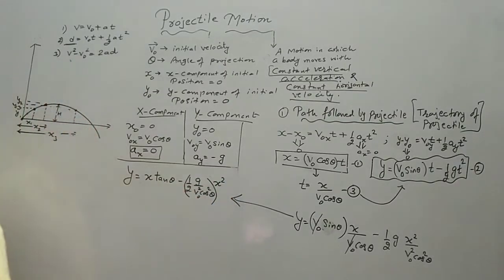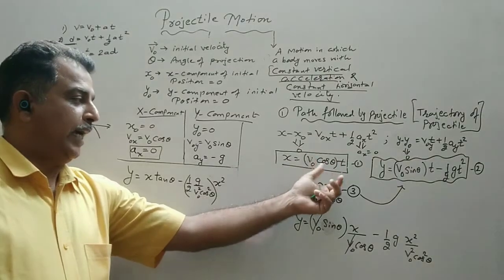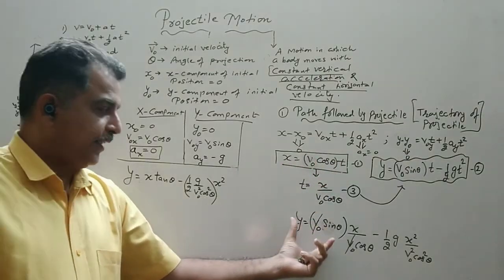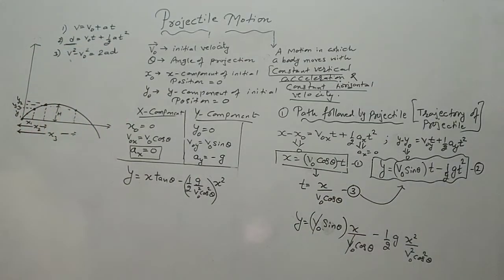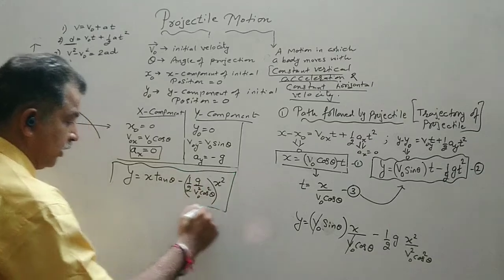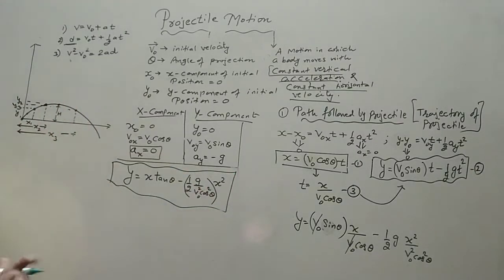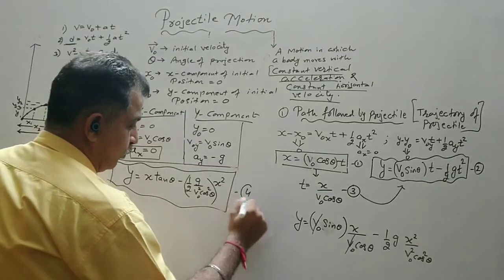So this is the equation of motion. By applying this second equation, we have eliminated t, and we found the x coordinate and y coordinate at different instants. Now this is the most important equation which connects the y coordinate with the x coordinate. This is equation number 4.